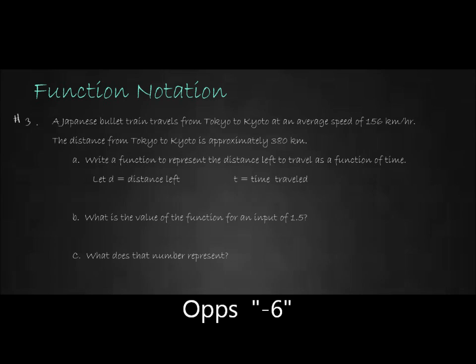The last example is going to be using our function notation as part of a word problem. So let's take a look at this one. We have a Japanese bullet train that travels from Tokyo to Kyoto at an average speed of 156 kilometers per hour. Now the distance from the two cities is approximately 380 kilometers. Now the first thing they want us to do is write a function to represent the distance left to travel as a function of time. Now you have to be able to read all of this to be able to do this problem. Not necessarily the easiest thing to translate.